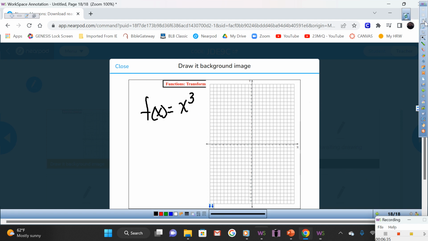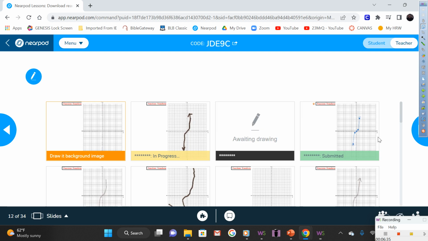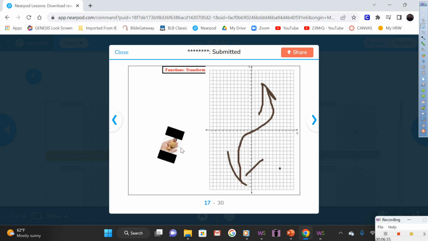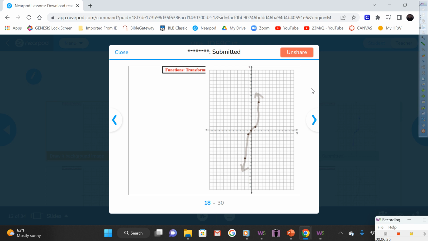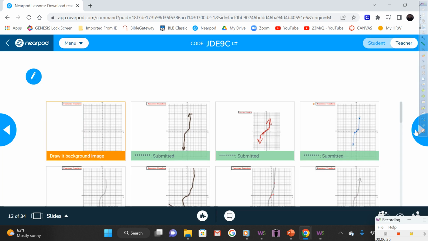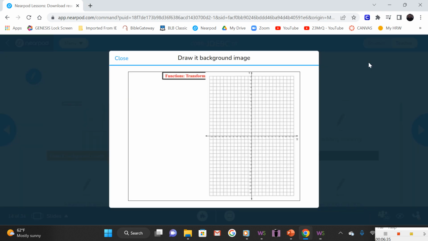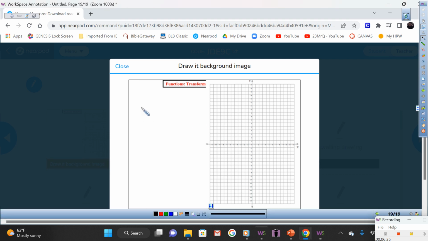All right, let's see how we did. Check on your screen. And if you got something like that, all right. Next. Lock your toolbar. Here goes another. I want you to graph f of x equals x. You got 10 seconds.